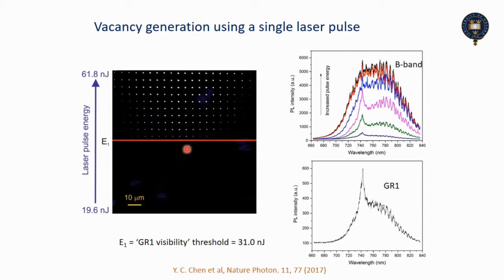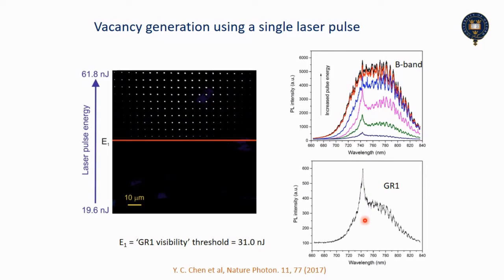And what we can see is that above a certain threshold energy labeled E1 here, we can start to see fluorescence from the vacancies which have been created by the high energy single laser pulse. And the neutral vacancy has a characteristic spectrum, which we label here as GR1, with a peak at about 740 nanometers.